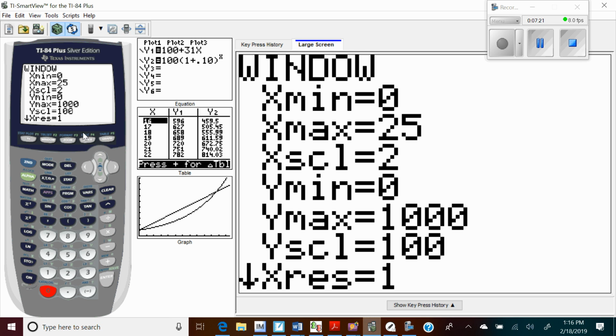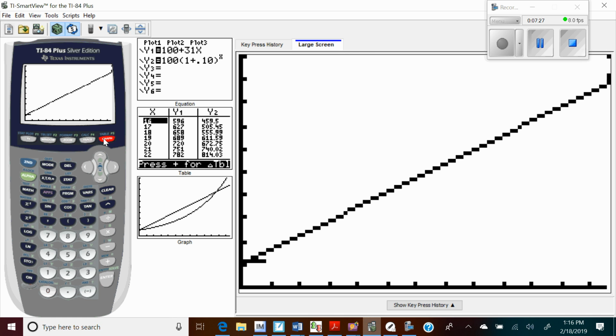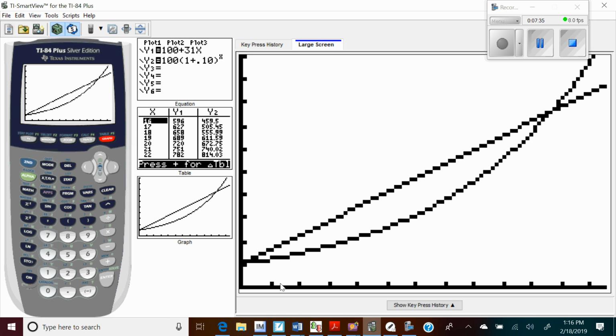All right, so let's take a look at what the graph looks like now. So we'll just hit graph. And we can see if we go out 2, 4, 6, 8, 10, and so on, 20, almost to 22, that's where it starts to cross and go higher. Okay, so to recap, we've taken a look at it on a graph, we've taken a look at it on a table, and that is comparing linear and exponential functions.